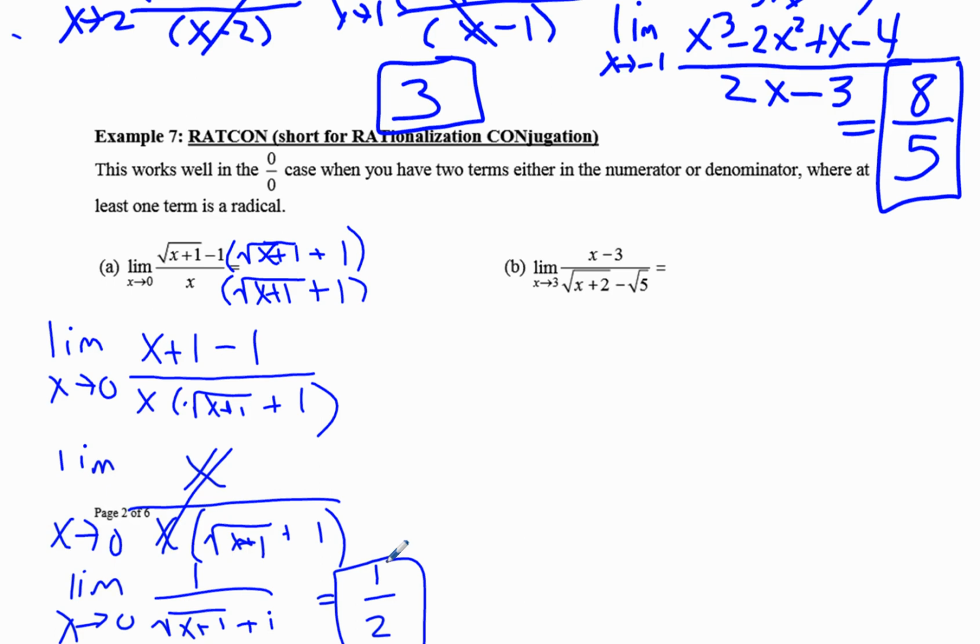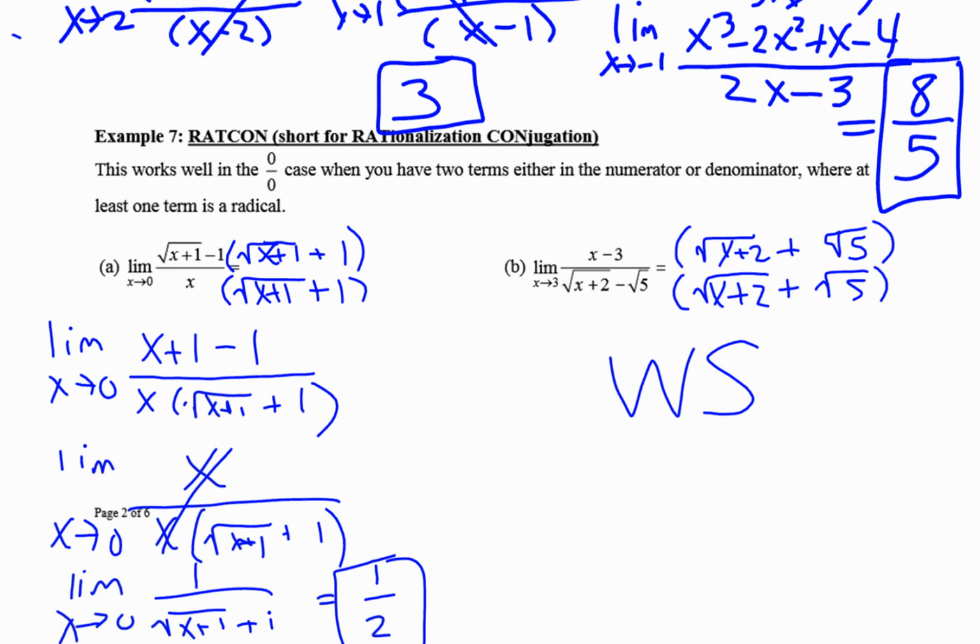So then I would like you to try this one. And write your answer in the whisk. It's going to be easier if you multiply the top and the bottom by the conjugate of the denominator. Okay, so you try that, write your answer in your whisk.